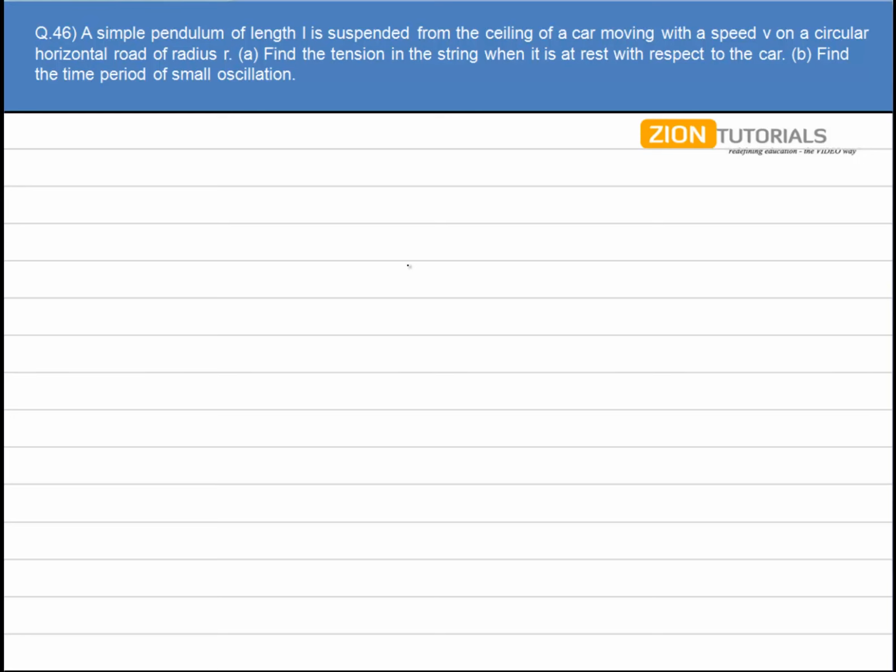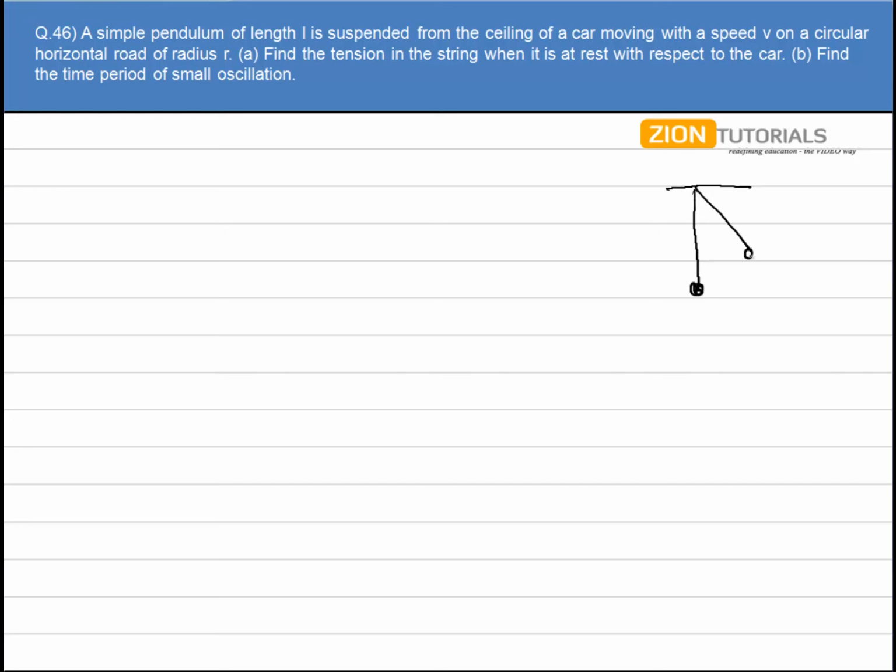A simple pendulum of length L is suspended from the ceiling of a car moving with a speed v on a circular horizontal rod of radius r. Find the tension in the string when it is at rest with respect to the car. What is happening is, let's say this is my simple pendulum and this is the condition.